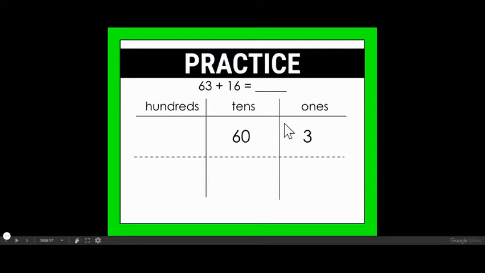Now let's look at my second add-in. My second add-in is 16. Still no hundreds. How many tens do I have? I have 1 ten. What's the value of that 1 ten? 10. And then finally, let's look at my ones. I have 6 ones. All right, just like before, let's start by adding our ones. I have 3 ones plus 6 ones. I know that equals 9 ones.